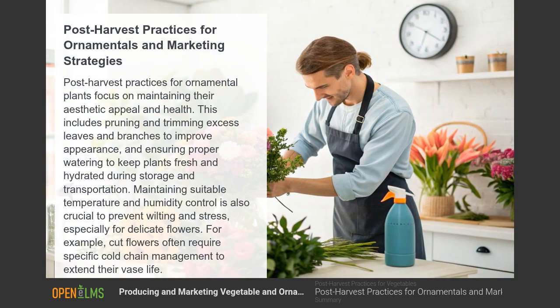Post-harvest practices for ornamentals and marketing strategies. Post-harvest practices for ornamental plants focus on maintaining their aesthetic appeal and health. This includes pruning and trimming excess leaves and branches to improve appearance, and ensuring proper watering to keep plants fresh and hydrated during storage and transportation. Maintaining suitable temperature and humidity control is also crucial to prevent wilting and stress, especially for delicate flowers. For example, cut flowers often require specific cold chain management to extend their vase life.